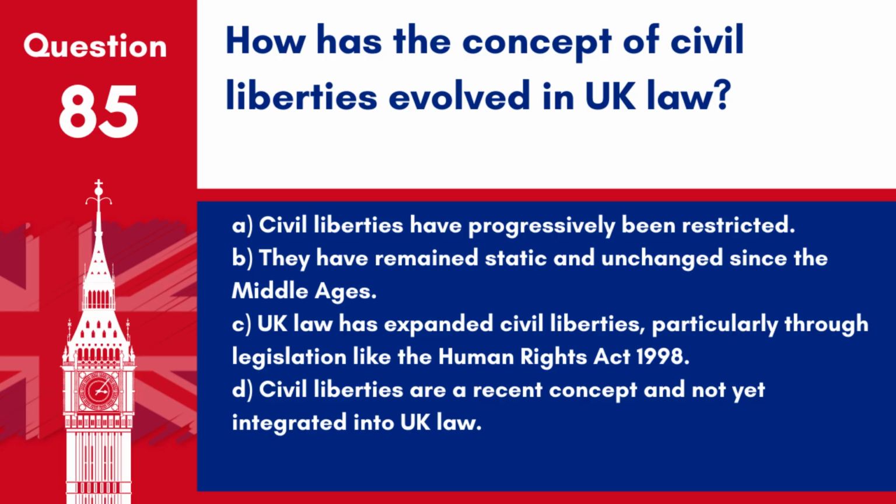Question 85. How has the concept of civil liberties evolved in UK law? A. Civil liberties have progressively been restricted. B. They have remained static and unchanged since the Middle Ages. C. UK law has expanded civil liberties, particularly through legislation like the Human Rights Act 1998. D. Civil liberties are a recent concept and not yet integrated into UK law.